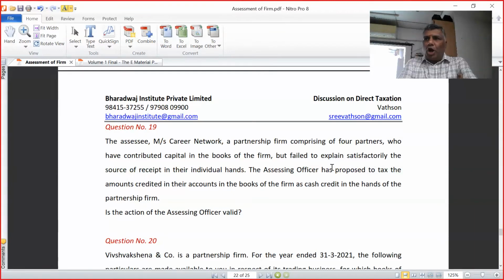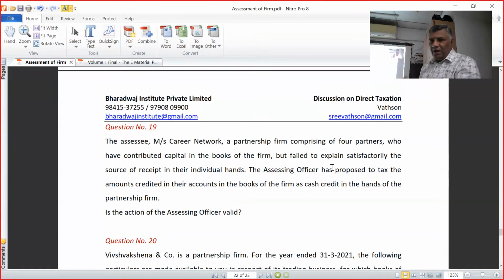If you are not able to explain the source, suppose, in a simple way to understand, today in your bank account there is a credit. You are unable to explain the source of that credit. Credit means it's an income to you. AO will tax it as income. Unexplained cash credit will be treated as income. Okay.